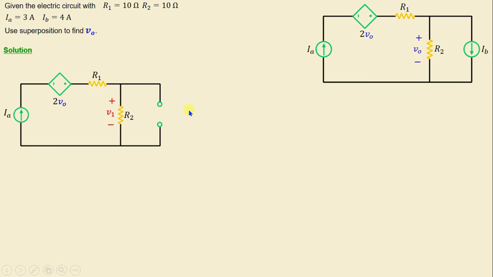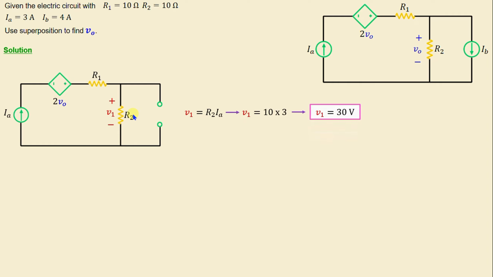Now, according to Ohm's law, the voltage V1 across the resistor R2 is equal to R2 times IA. And if we replace R2 and IA with their numerical values, we obtain V1 is equal to 30 volt.